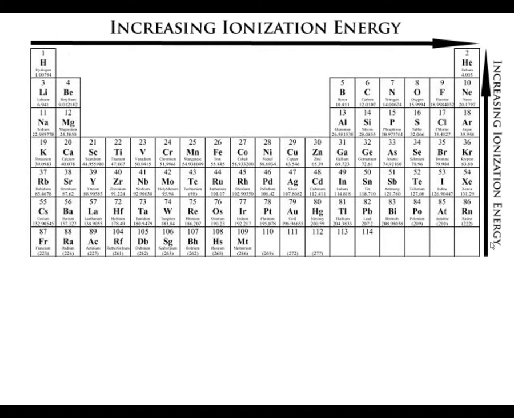Notice it's the opposite of atomic radius, because our smallest atoms are going to have the highest ionization energy. Our highest ionization energy is going to be in this corner of the periodic table. Our ionization energy is going to increase from left to right across the periods, and it's going to decrease from top to bottom because our atoms are getting larger. Our electrons are getting further away from the nucleus.